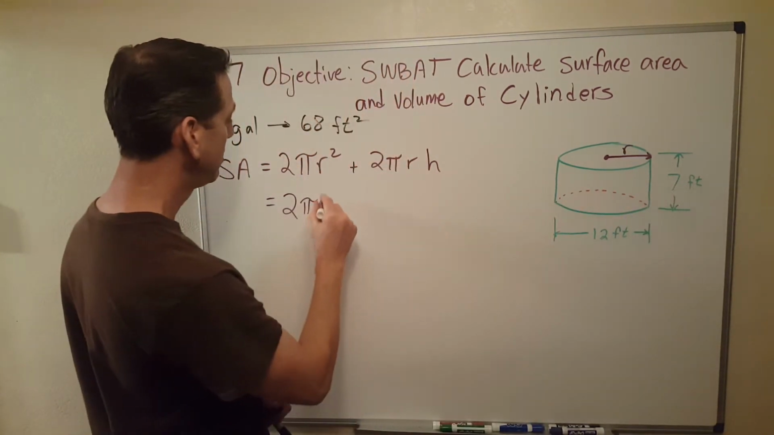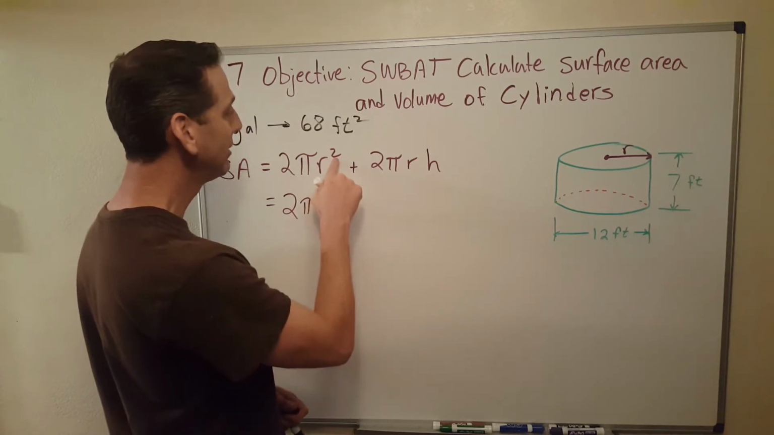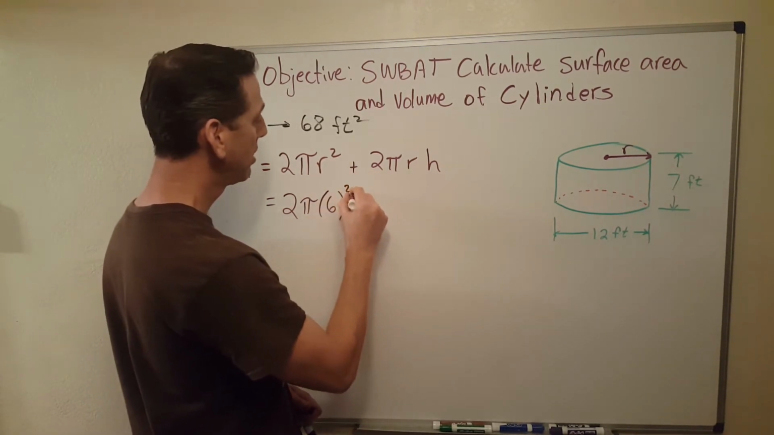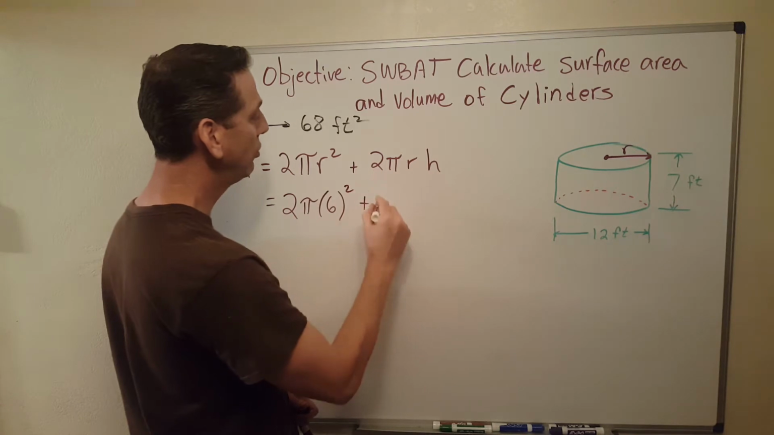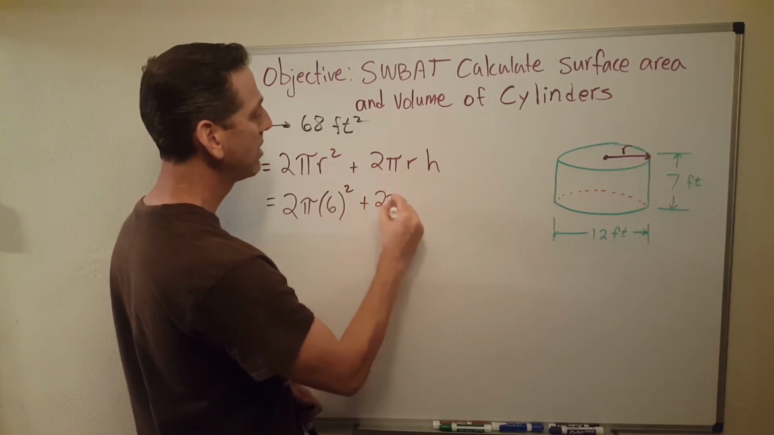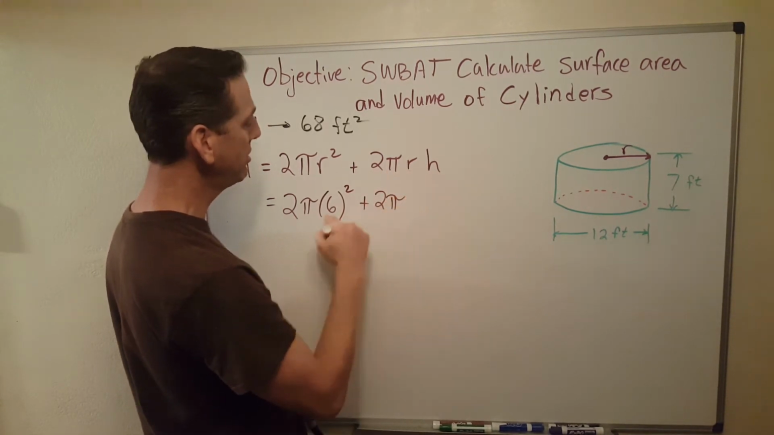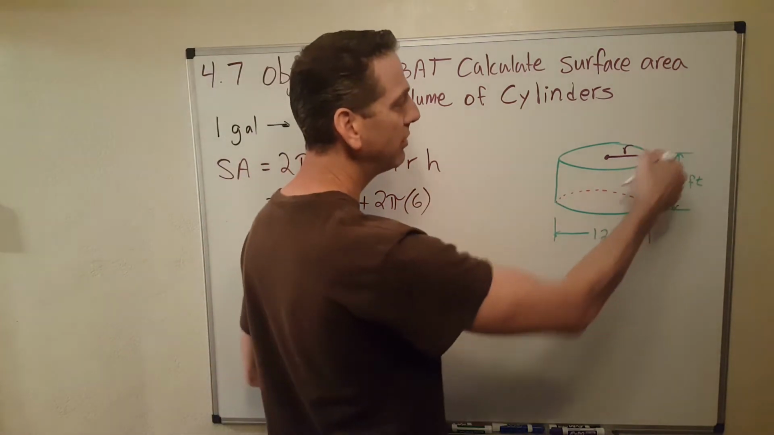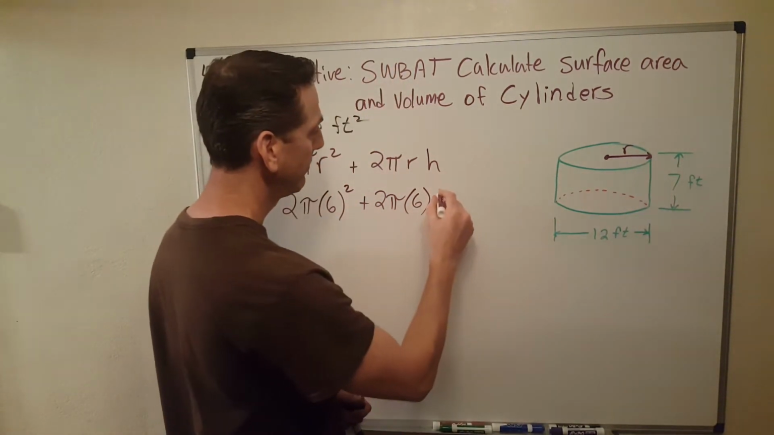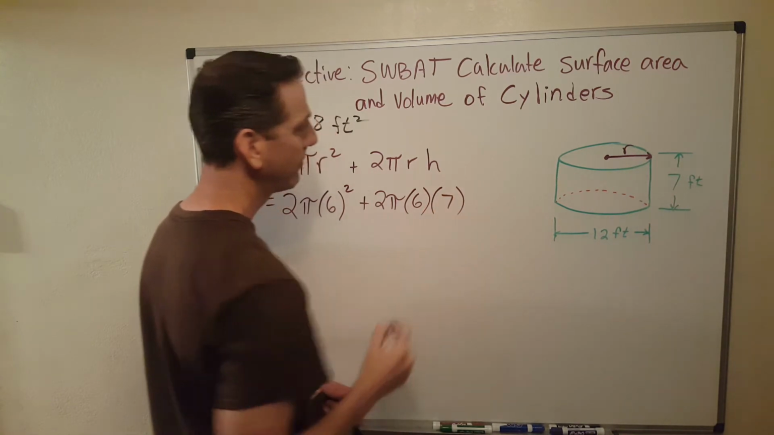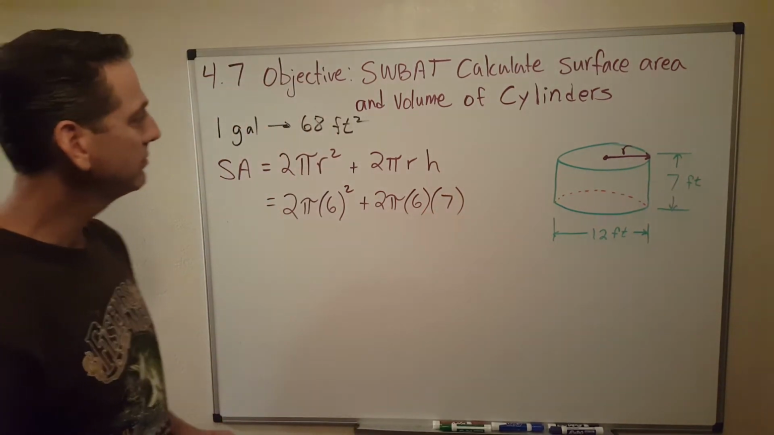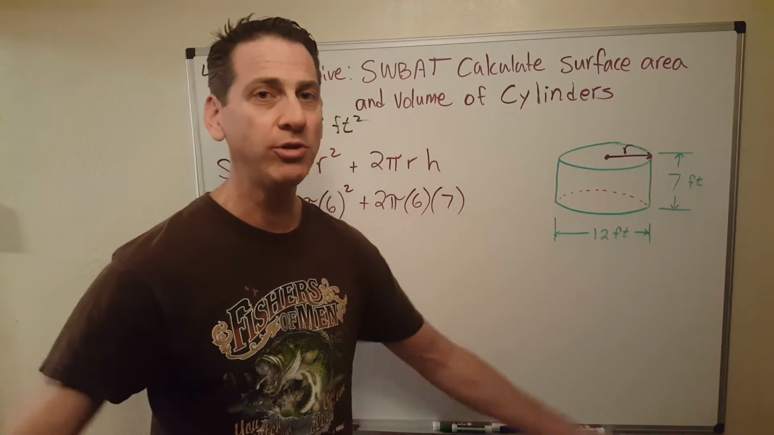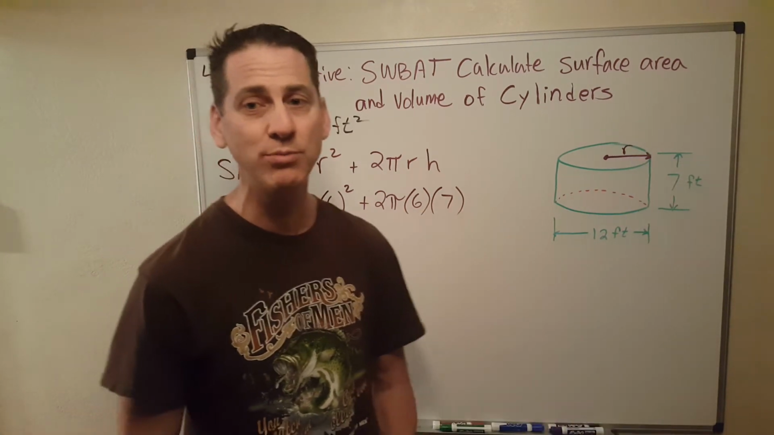So I'm going to multiply that by 6 squared plus 2 pi r. Once again, r is 6. H, for this cylinder, the height is 7 feet. All right, so I just substitute my values. Now I just got to crank out these numbers.